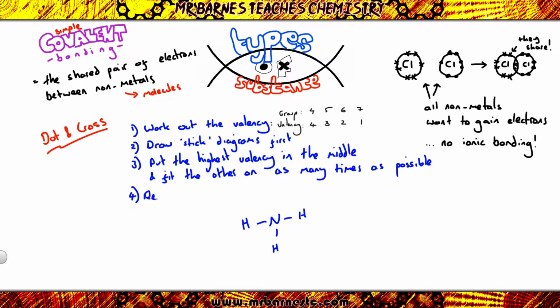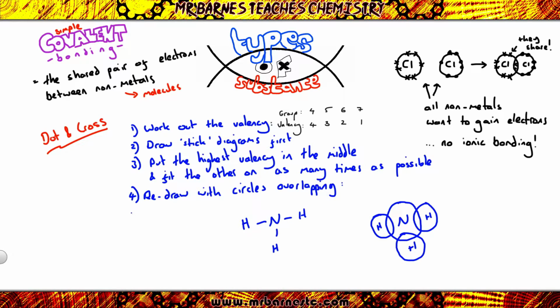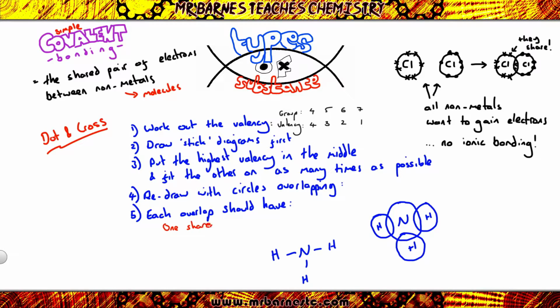Now I need to draw the actual covalent bonding. I'm going to redraw it with circles overlapping every time there's one of those lines, as you can see here. Each overlap should be a dot and cross. If there's a single line, it's 1 dot and cross. If it's a double bond or 2 lines, you get 2 shared pairs, so 2 dots and 2 crosses. Because my NH3 has only got single bonds, I put 1 dot and 1 cross in every overlap.